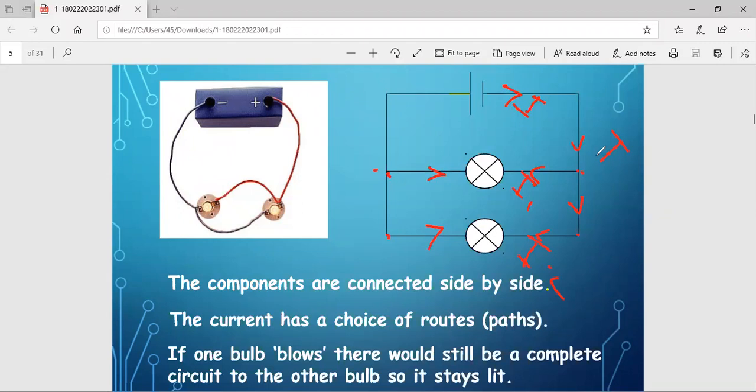I1 can't be equal to I2. So they are completely different. The amount of current going through the first path, or first route, is completely different from the amount of current going through the second path. So this is the difference.